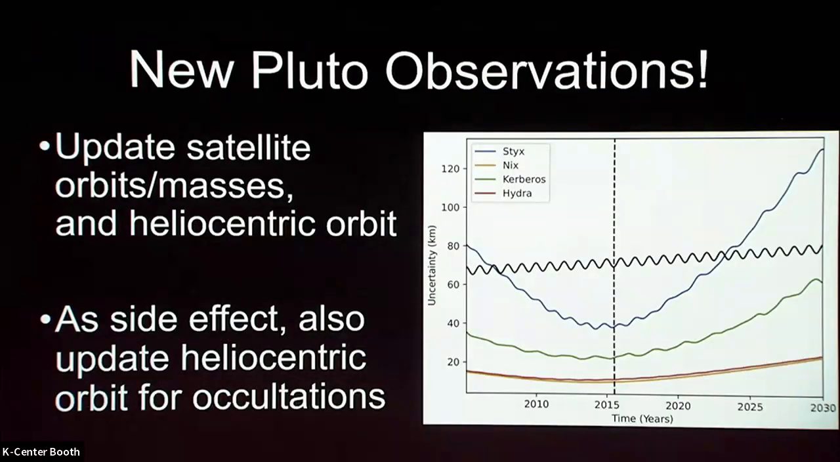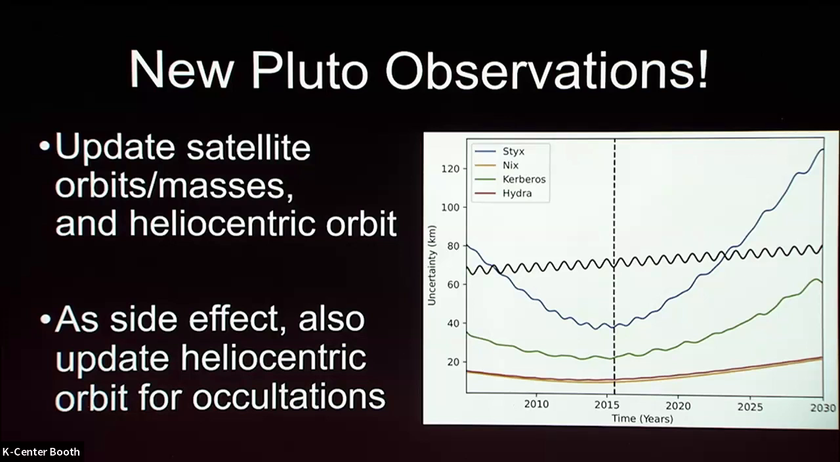But the motivation here, so these are uncertainties based on the 2023 orbit solution for Styx, Nix, Kerberos, and Hydra. And so you see the uncertainties don't really increase for Nix and Hydra. It's going to take a while to really get there. But for Styx, they're really climbing up because it's the least well-constrained of the objects.